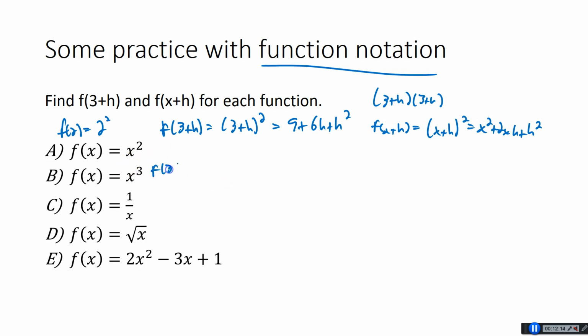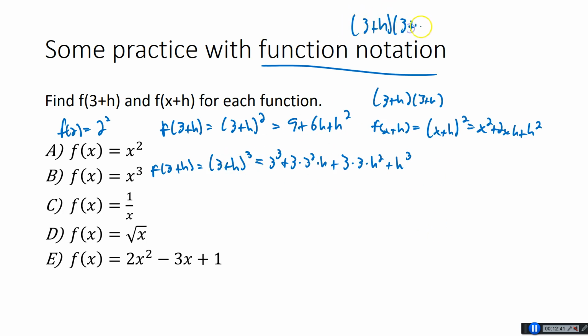Next one we're cubing. So f of 3 plus h is going to be 3 plus h cubed. You may not know this one. It's the first thing cubed, and it kind of uses Pascal's triangle, plus 3 times 3 squared times h, plus 3 times 3 times h squared, plus h cubed. I'm not going to expand that out. But you could also do that just by doing 3 plus h three times and FOILing the first two, then multiplying by 3 plus h again. That'd be just fine.